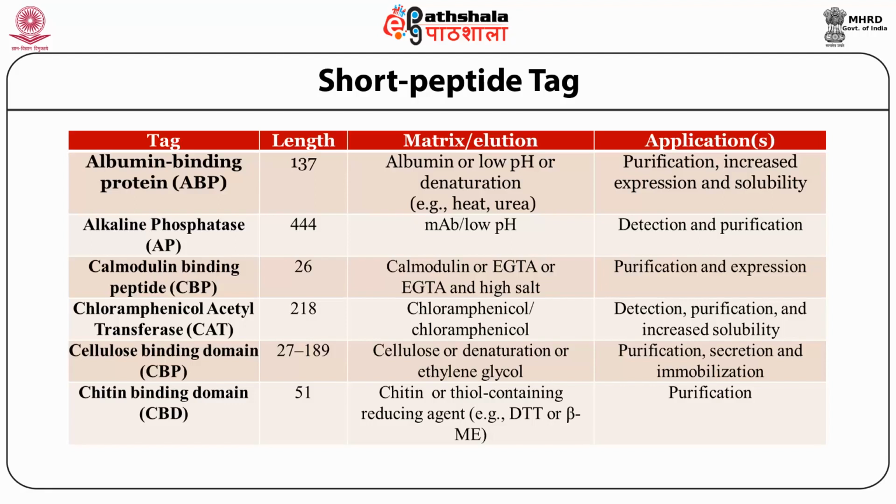Another one is cellulose binding protein. The matrix is cellulose, and it is removed or eluted by denaturation, and it is used for purification, secretion and immobilization. Another one is a chitin binding protein, which binds to chitin. The matrix is of course chitin, and it can be eluted in presence of thiol containing reducing agents such as DTT, beta-mercaptoethanol, and this one is used specifically for purification purposes.